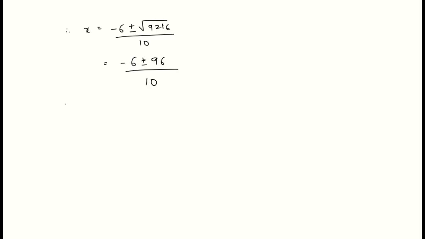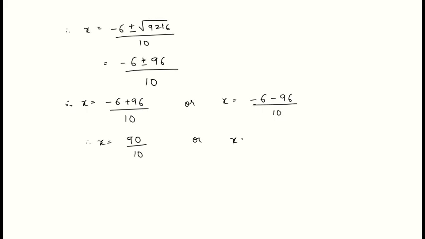Therefore we have got two values for x. Therefore x is equal to minus 6 plus 96 upon 10, or x is equal to minus 6 minus 96 upon 10. Let's solve this further. x is equal to minus 6 plus 96 will give us, minus into plus is minus, and sign of the bigger number, 96 upon 10. Sign of the bigger number, here minus into minus is plus. So we have minus 102, sign of the bigger number, upon 10.